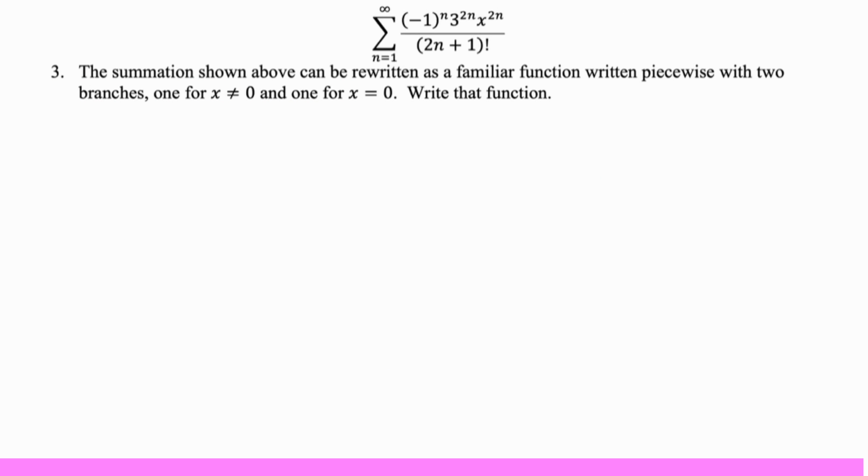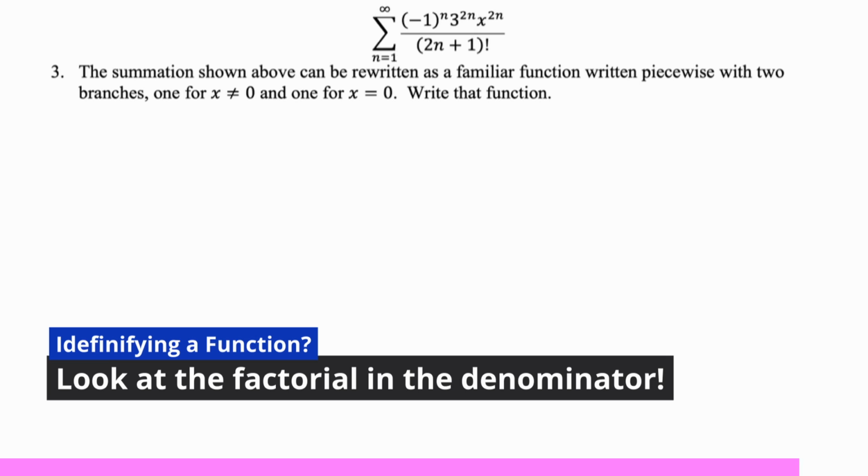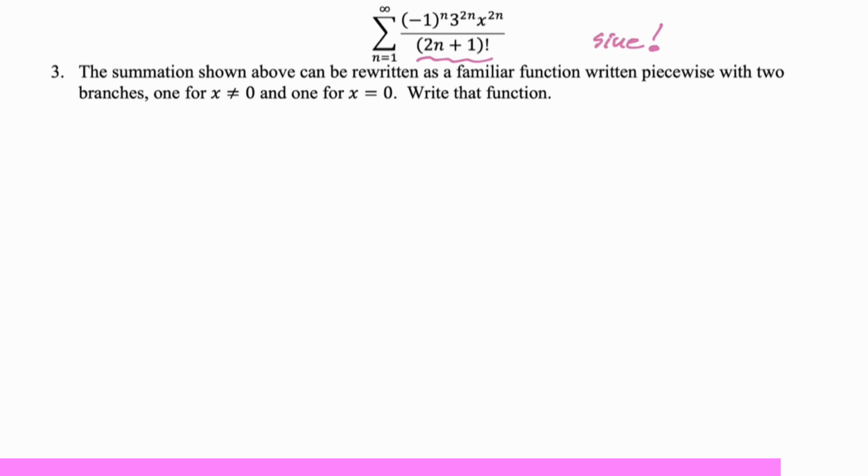So the summation above can be rewritten as a familiar function written piecewise with 2 branches, one for x not equal to 0, one for x equals 0. Write that function. Okay, so when I'm told it's a familiar function, I think the factorial is going to tell me what's going on. So I see 2n plus 1 factorial, I immediately think this is sine. To make it sine, I got to make it fit. So I need u to the 2n plus 1 over 2n plus 1 factorial. That's what I need to make happen.